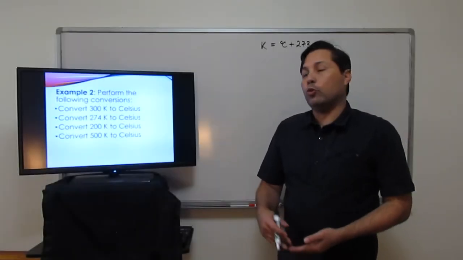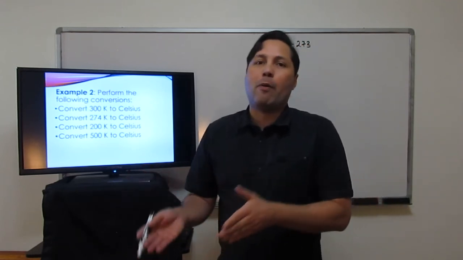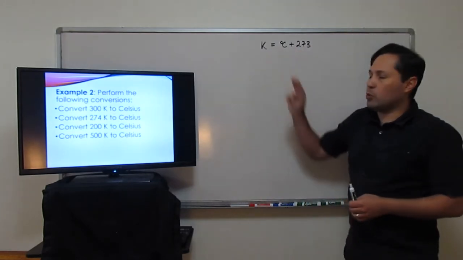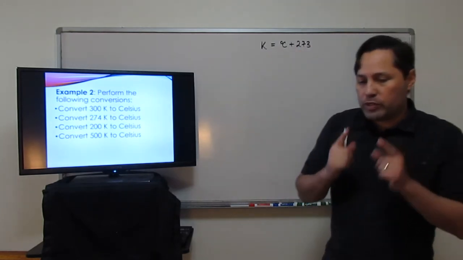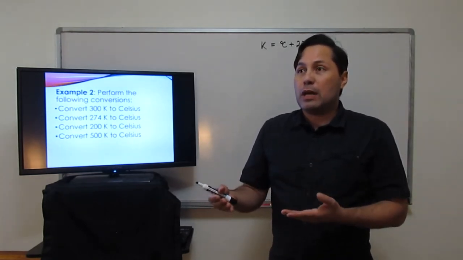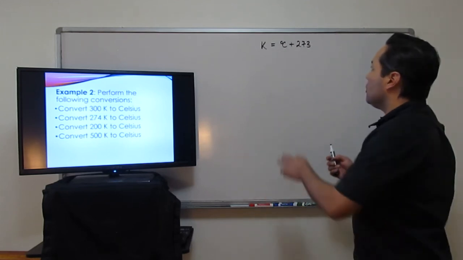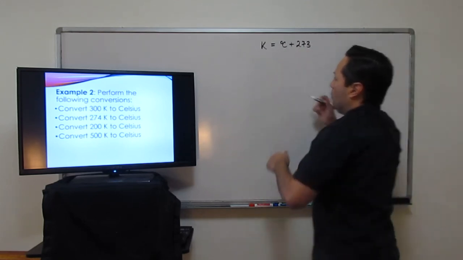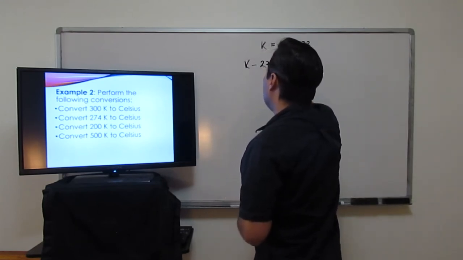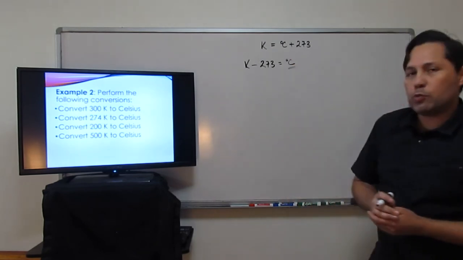In example 2, we're given temperatures in Kelvin and asked, can you take them from Kelvin back to Celsius? So this is the formula to go from Celsius to Kelvin. To go from Celsius to Kelvin, you would add 273. Now to go backwards, what would you have to do? Well, you would subtract 273. So what you would do is move the 273 over. So it would be whatever temperature you have in Kelvin minus 273. And that's going to give you your temperature in Celsius.